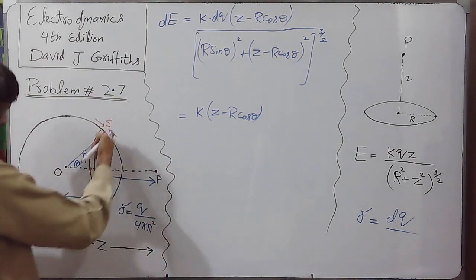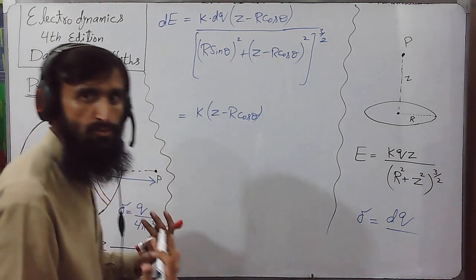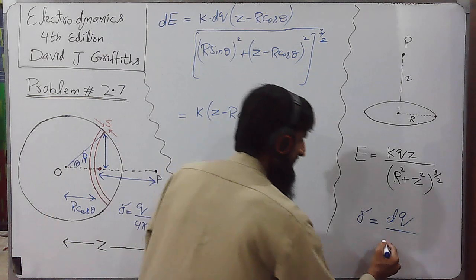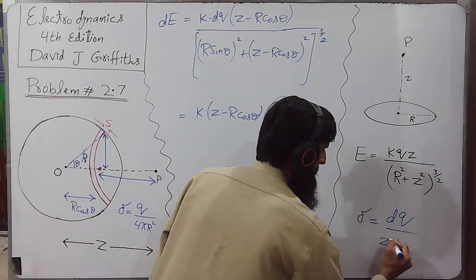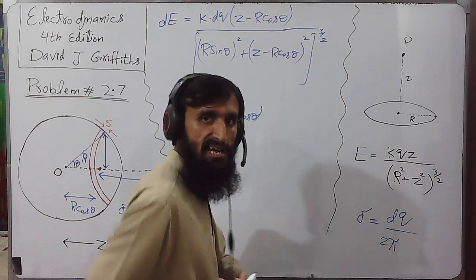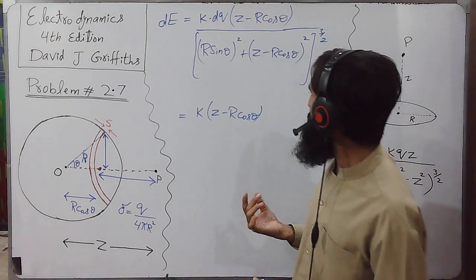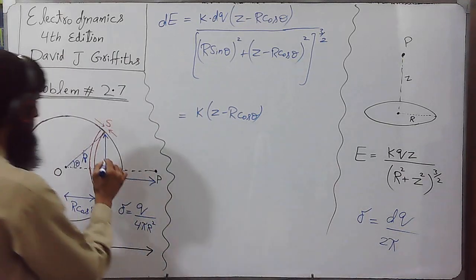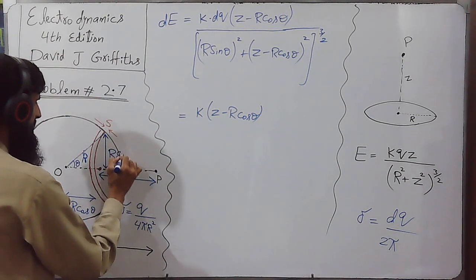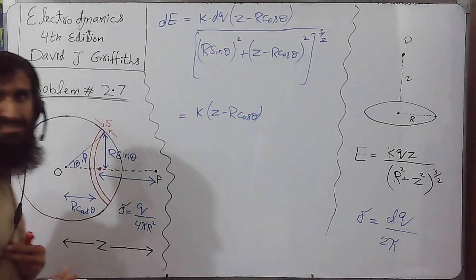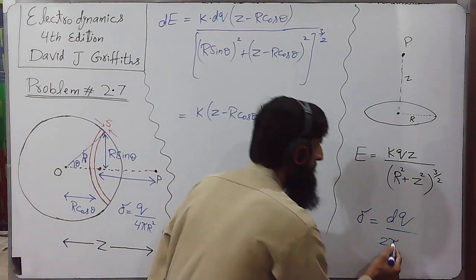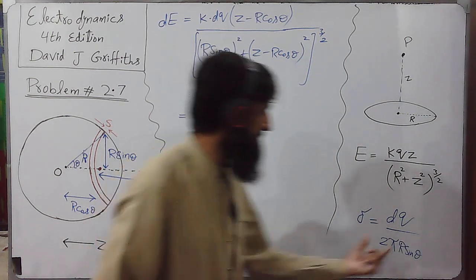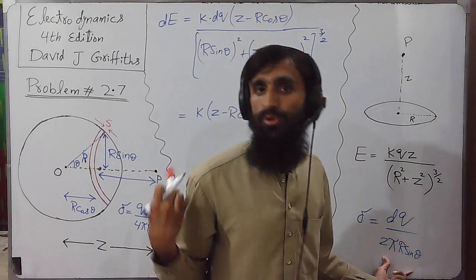Now what will be the length of this loop, or in other words, what will be the circumference of this loop? That circumference will be equal to 2 pi multiplied by its radius. And what is its radius? Its radius we have just calculated is r sine theta. This is the radius of the loop, r sine theta. So 2 pi r sine theta, this term provides us the length of that loop.